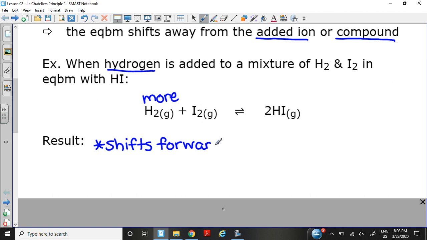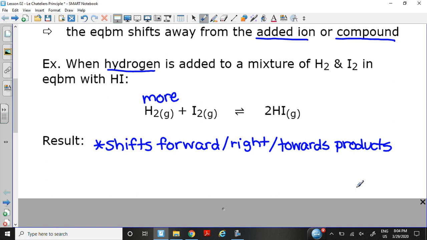Another way of saying this is you could say it's going to shift to the right, because that's the actual direction. Or you could say it's going to shift towards the products. Any one of those descriptors would work for describing what happens when you add more hydrogen.